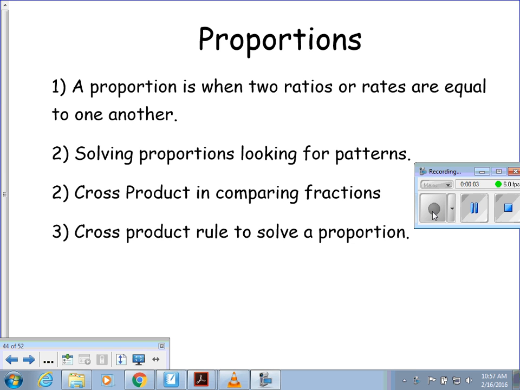This video is going to review proportions, two types of proportions, one where we have an easier case scenario and then some where we have to use our cross product rule. So here is a review. What is a proportion? Well, a proportion is when two ratios or rates are equal to one another. We can look at two fractions or two ratios and ask ourselves, are they proportional or not? In this video, we're going to show you how to solve proportions looking for patterns and using our cross product rule.